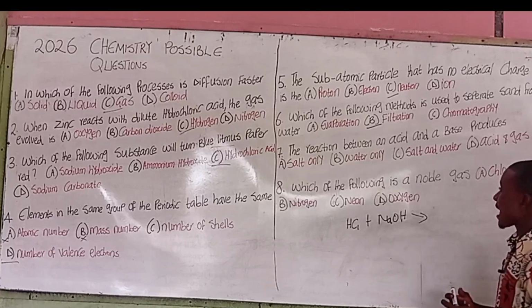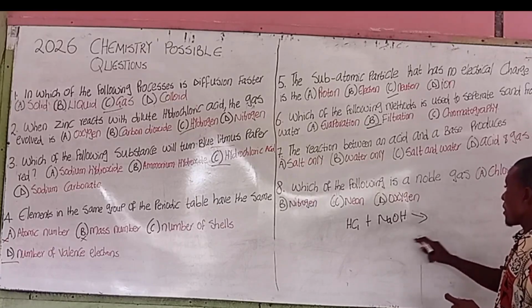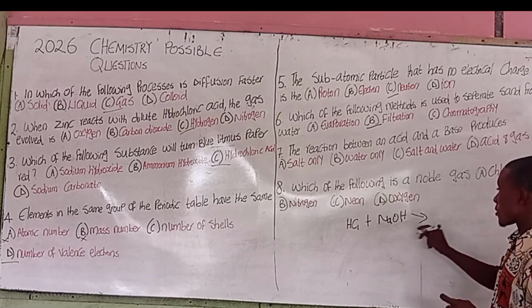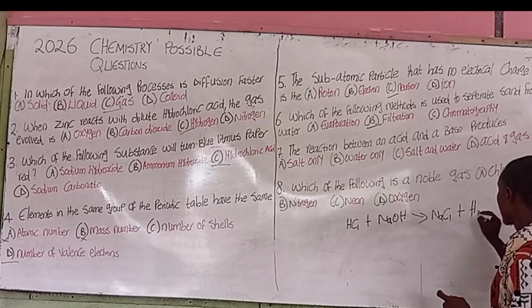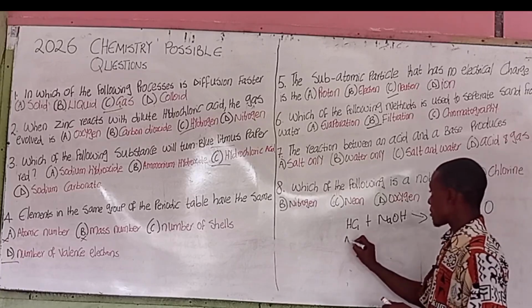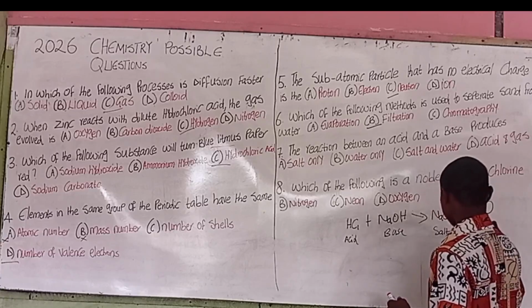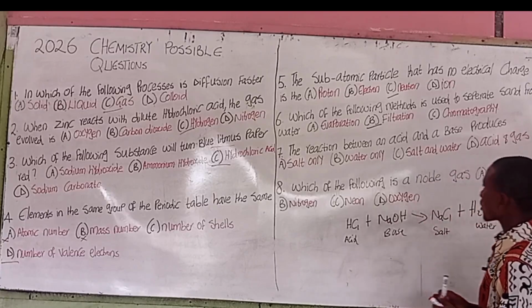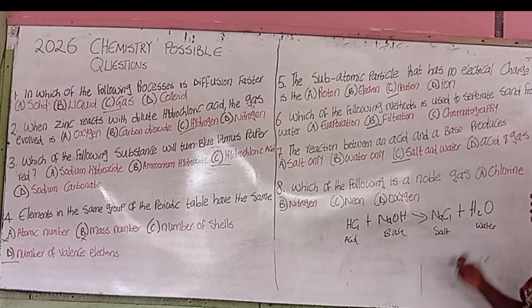The reaction between an acid and a base is going to give us, at this particular point in time, when you want to work on this equation, sodium chloride and H2O, right? So this is acid plus base giving salt and water. So looking at the options, the reaction between an acid and a base produces salt and water, which is option C. The reaction between an acid and a base produces salt and water.